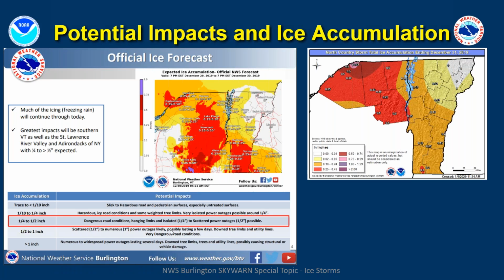Because as illustrated here in the potential impacts on the left, in this case, we were forecasting in the range of 1/4 to 1/2 inch for many areas. And then you take a look and you see, oh, wow, there was 1 inch up in Messina. How did that happen? That's a big difference.